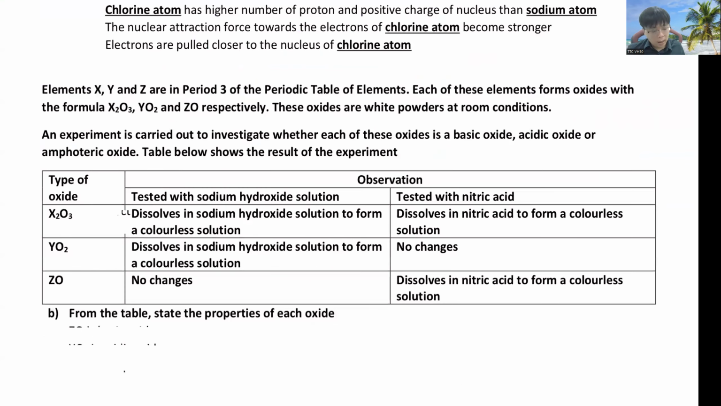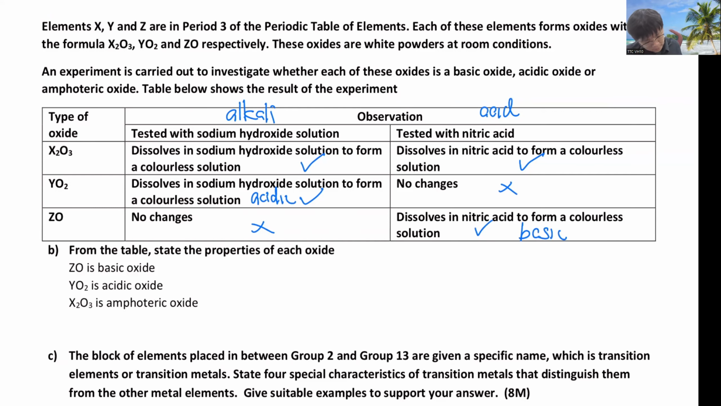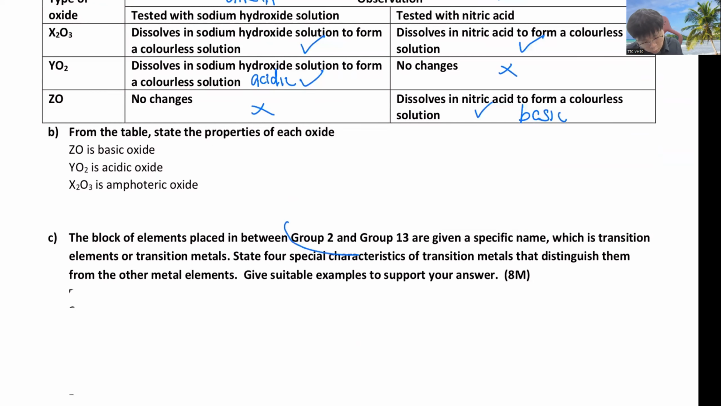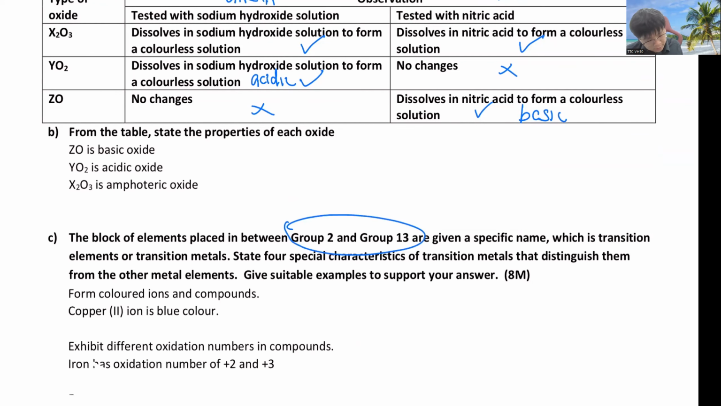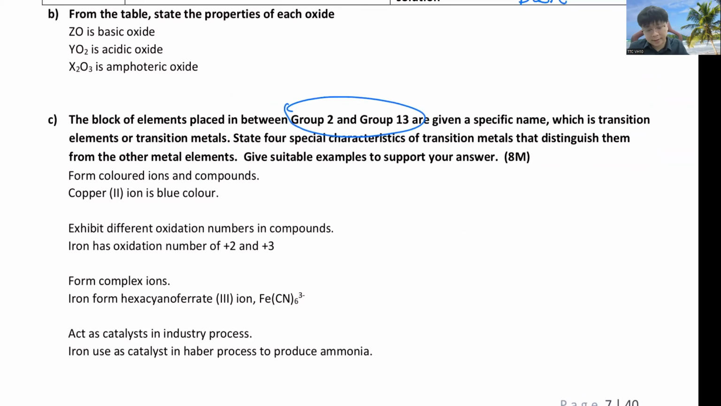Then for this one, this is alkaline, this is acid. This one can react with both, so it's amphoteric. Then this one can react with alkaline, so it's acidic. It cannot react with acid. This one can react with acid, so it's basic. Then from 21 to 30 is transition element. So these are the 4 properties that you need to memorize, similar to the example just now. You need to write all these answers just in case the exam asks you to write.